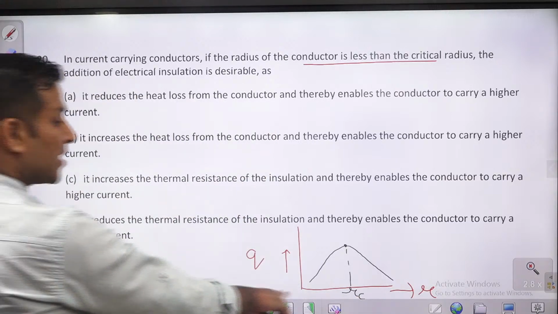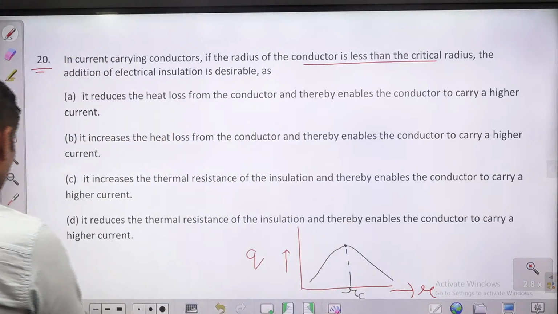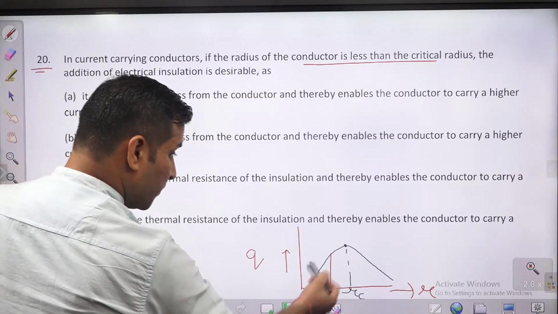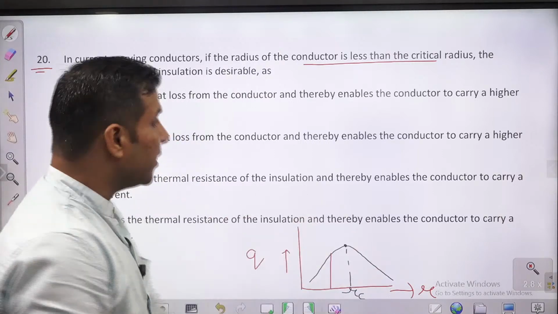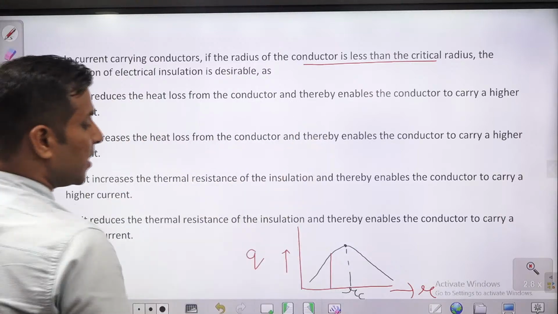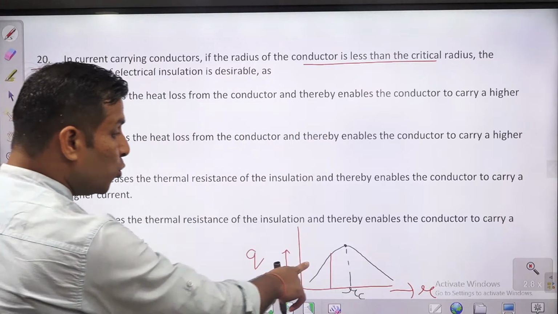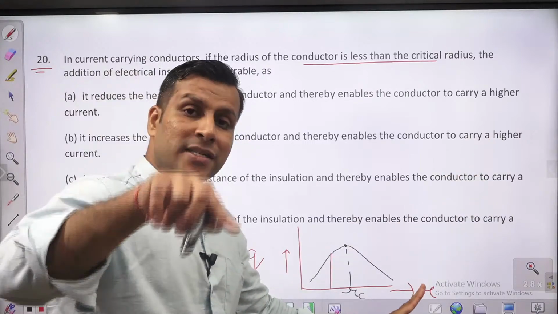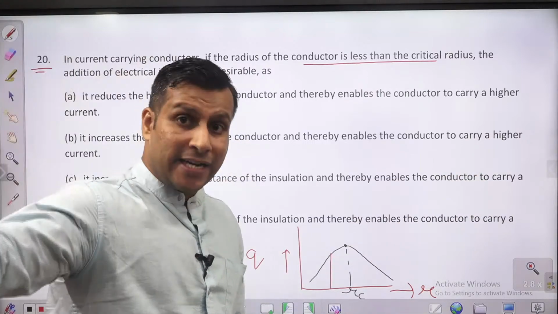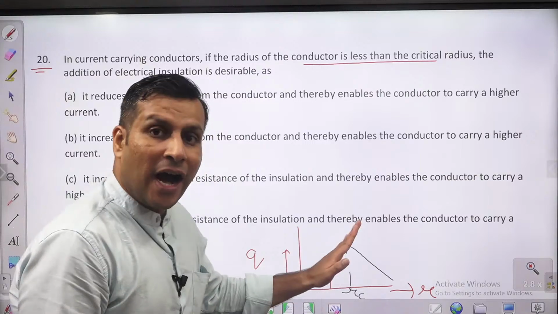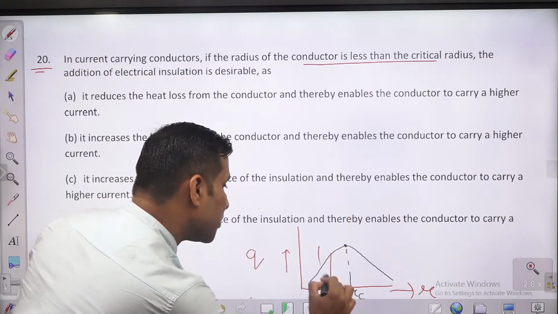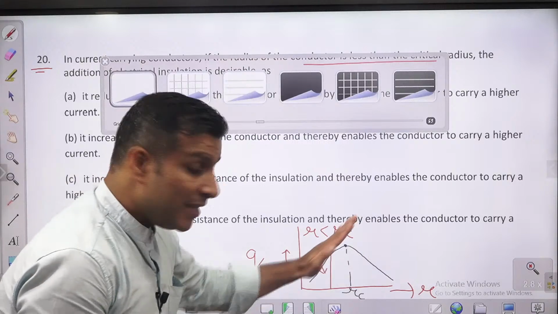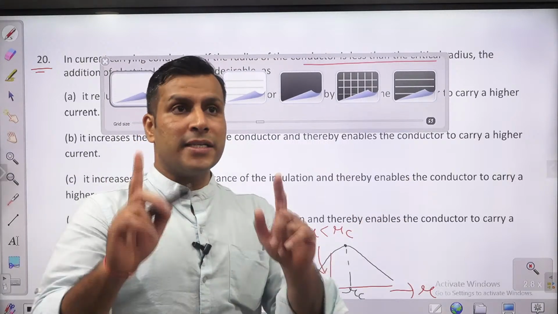Heat transfer आपका maximum कहाँ पे होता है? At critical radius. So if radius is lesser than critical radius, you are in this zone 1, so increasing the thickness of insulation is going to increase the heat loss. If you are in zone 2, then increasing the thickness of insulation is going to decrease the heat transfer. So you are in this range guys, R in this zone, R is less than RC. So if R is less than RC, increasing the radius of insulation, the heat transfer is going to increase.